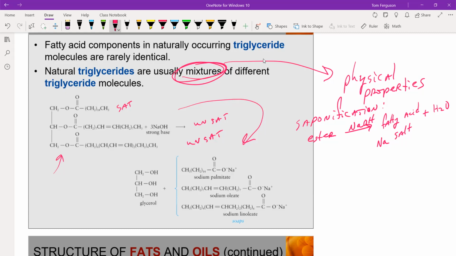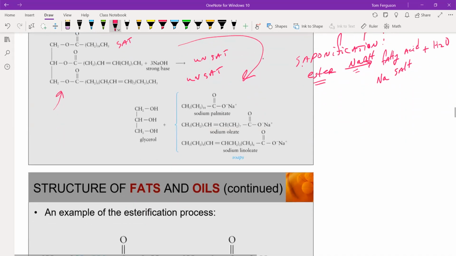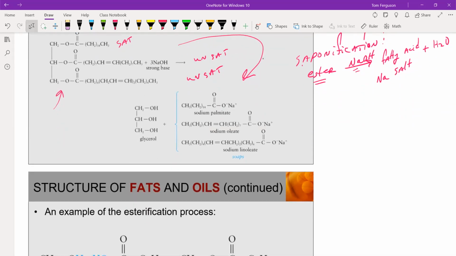So on a test, if I ask you a question, can this be saponified? You look for one, an ester, and two, what the pH of the environment is. If both of those are present, then you can saponify it. It doesn't have to be a triglyceride, it can be just any ester. Now, if the base is a sodium base, like sodium hydroxide, then the salts are all going to be sodium based.